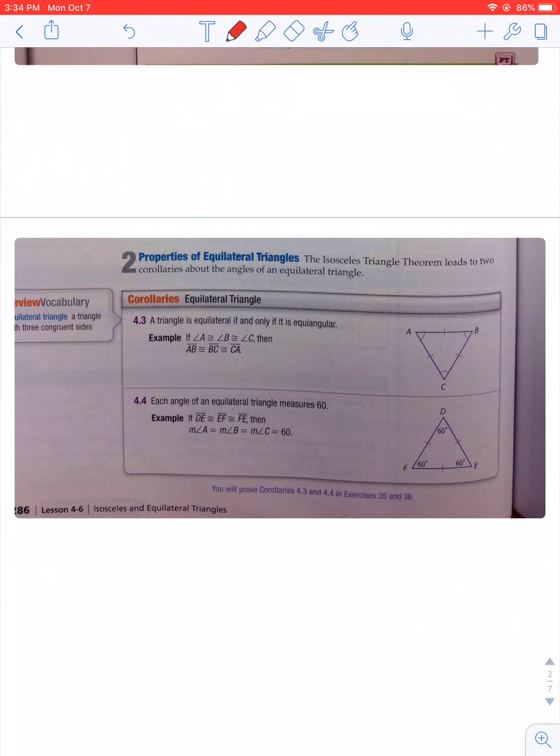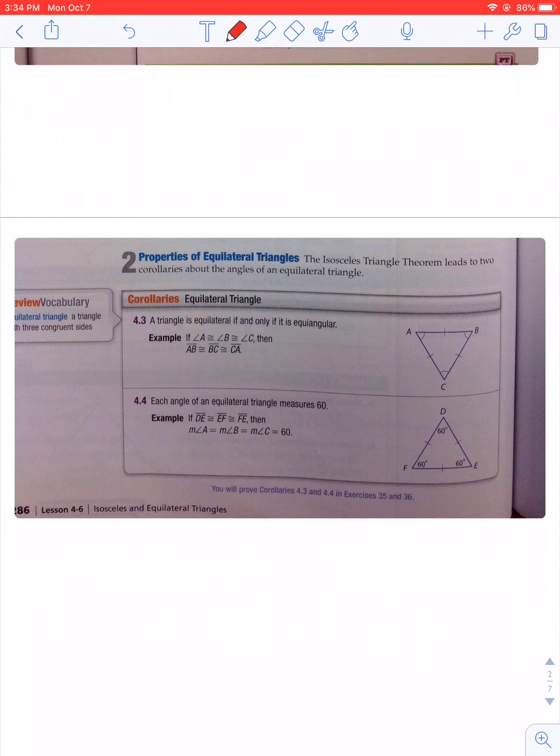And here it says, if angles A, B, and C are congruent, then all the opposite sides are congruent. So that's basically, like I say, an extension of what happens with isosceles triangles. The 4.4 corollary says each angle of an equilateral triangle measures 60 degrees, okay?